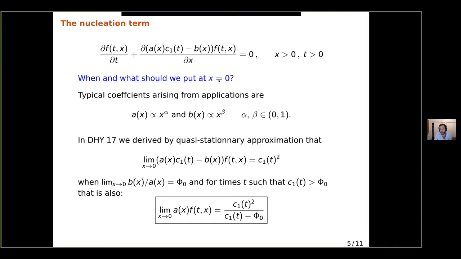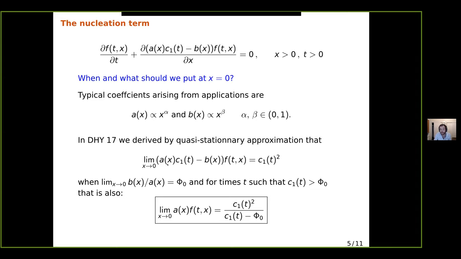So we have to put a boundary condition, and there are some difficulties that arise from the kind of coefficients we are looking for, which are typically power laws with coefficients alpha and beta between 0 and 1. This is not a Lipschitz coefficient or such regularity. We answered, with two colleagues, Julien Deschamps and Romain Yvinec, that the right condition is this kind of condition, where we should put a trace or boundary condition, an incoming flux, that is c1 squared, that naturally arises from the law of mass action at the boundary. In fact, we give some other kinds of conditions, but this is the more acceptable one.